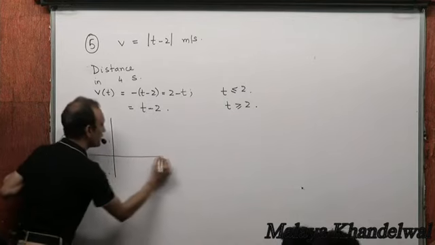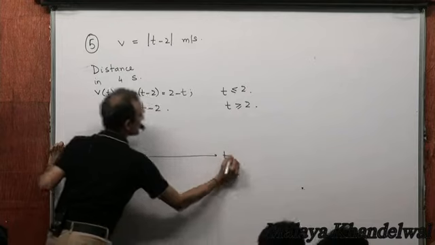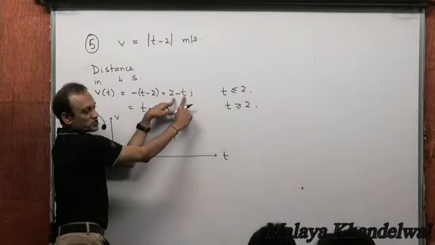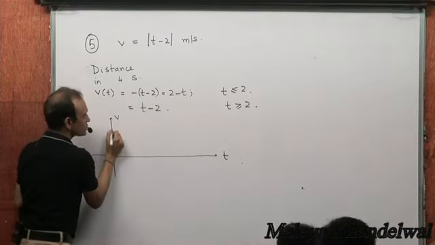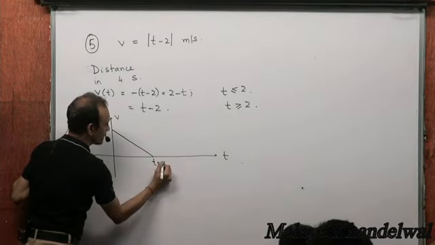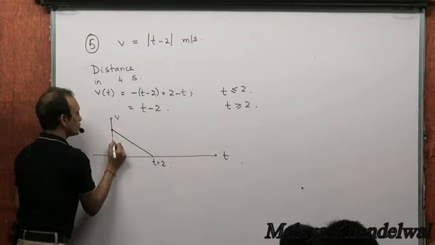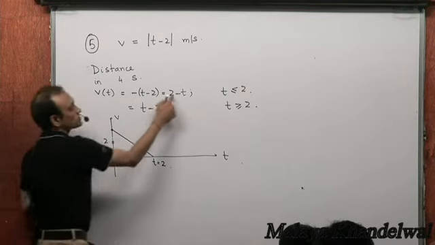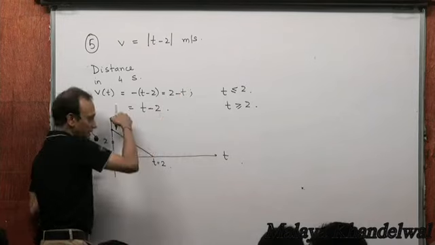Velocity plotted in the y direction and time plotted in the x direction. So in the y direction, realize v versus t is a straight line, slope minus 1. Velocity is decreasing with time. At t equal to 2, it becomes 0. At t equal to 0, it is 2. Yes or no? This is the velocity time graph, 2 minus t, y equal to mx plus c. m is negative, minus 1, negative slope.